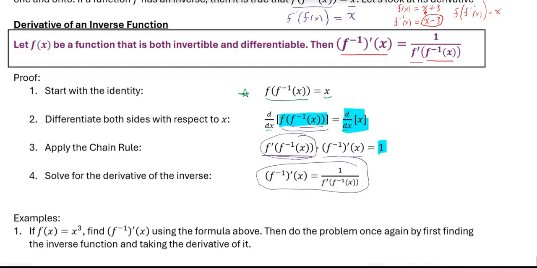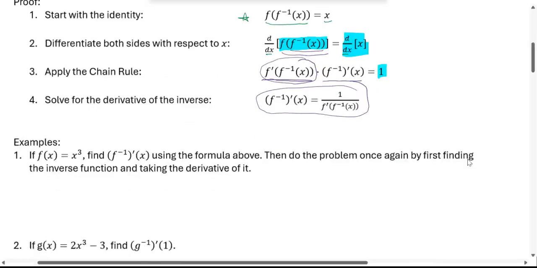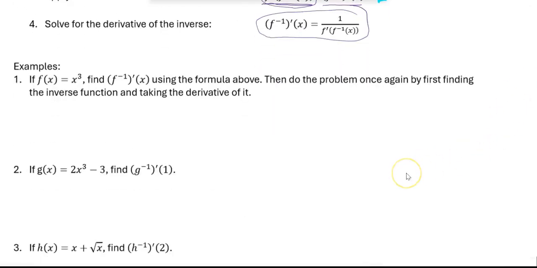All right, let's take a look at some examples. To do that, we're going to be identifying what is the function, what is its derivative, what is the inverse function. All right, taking a look at number 1. If f of x equals x cubed, find the derivative of the inverse function of x using the formula above. Then do the problem once again by first finding the inverse function and taking the derivative of it.